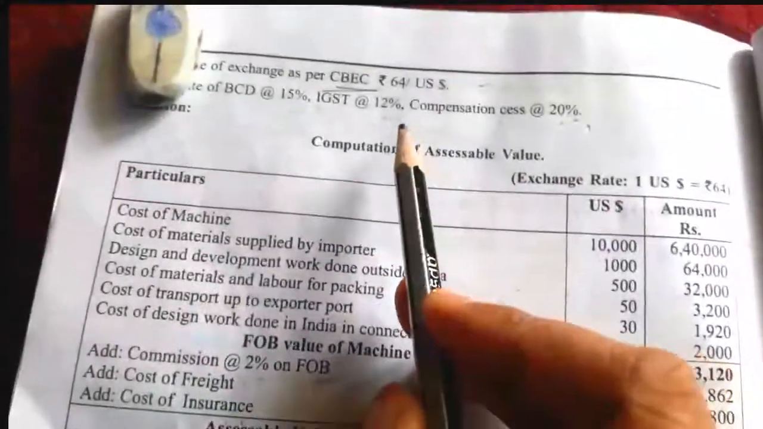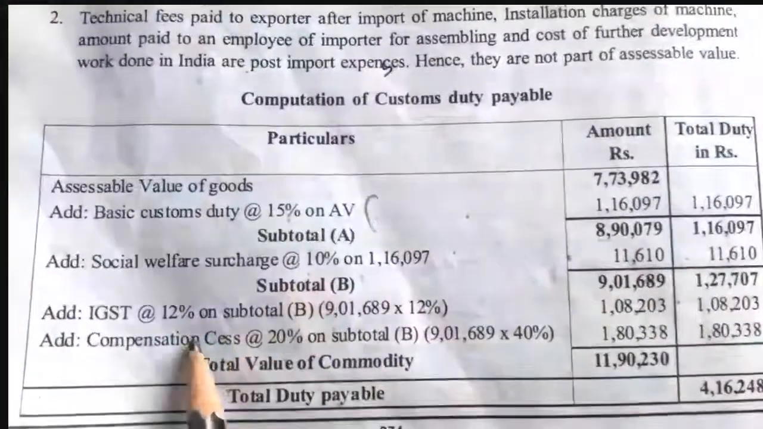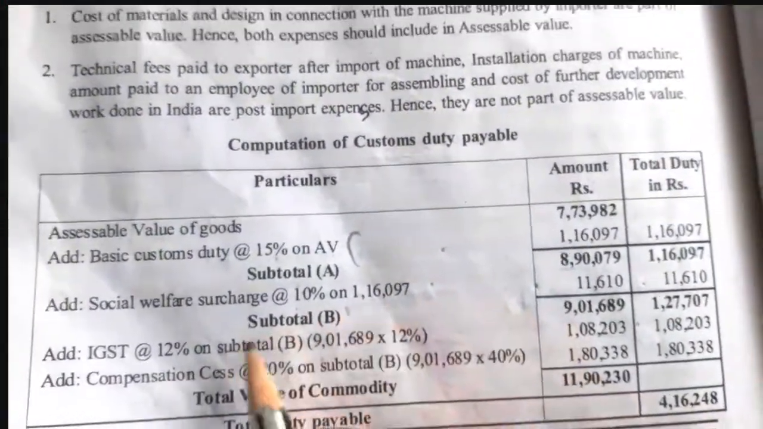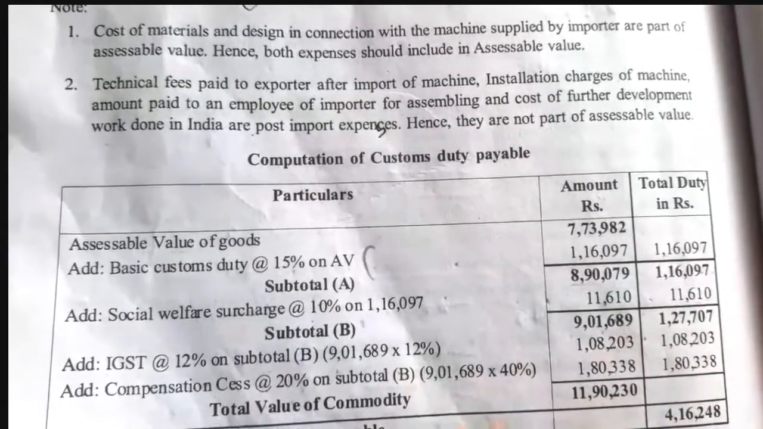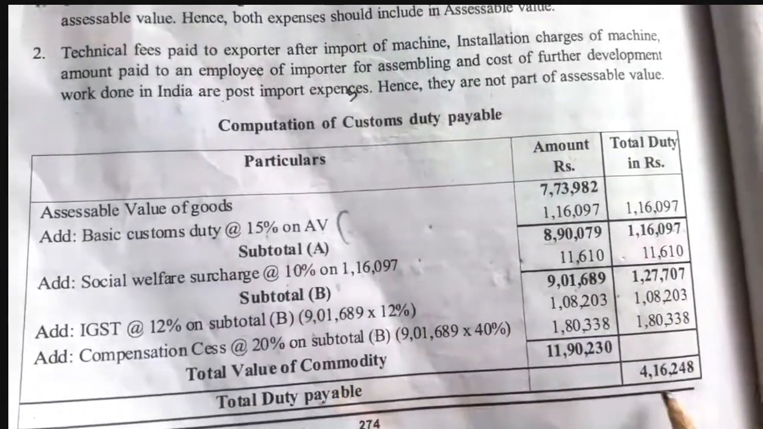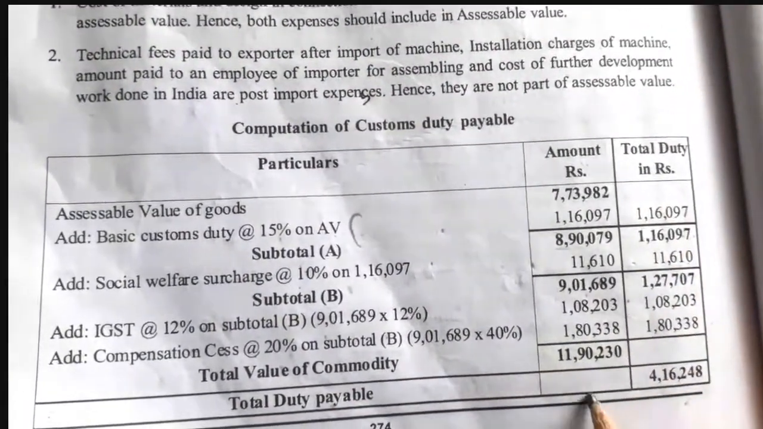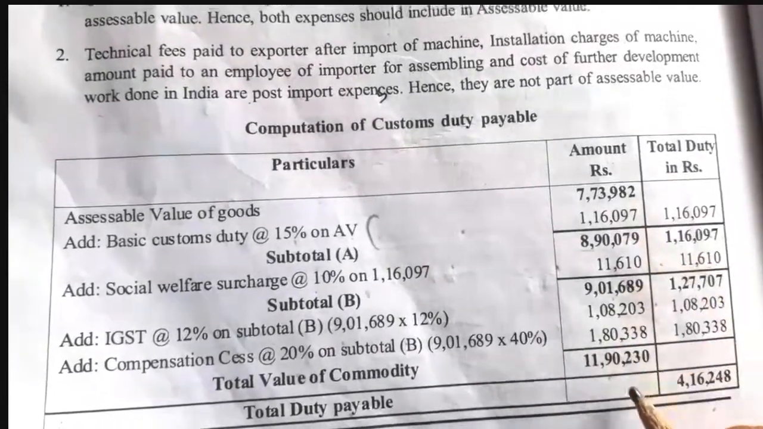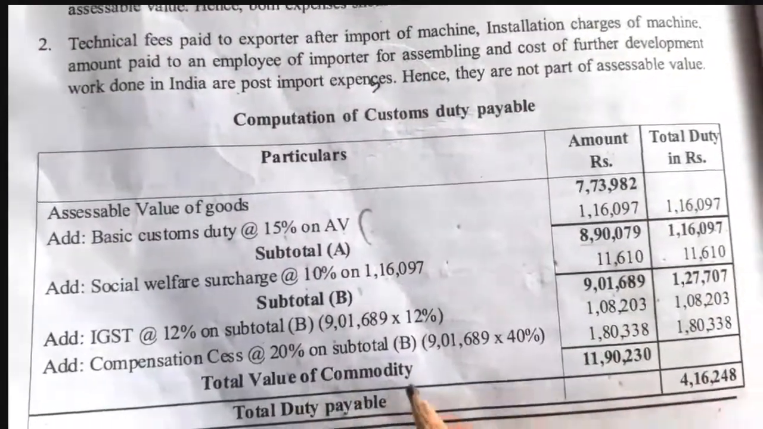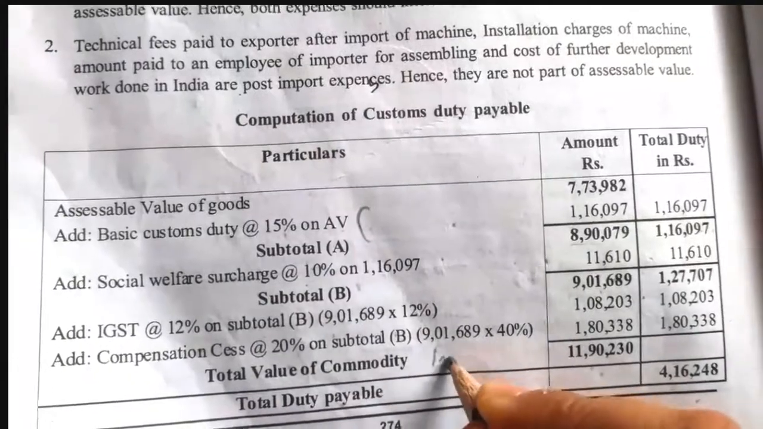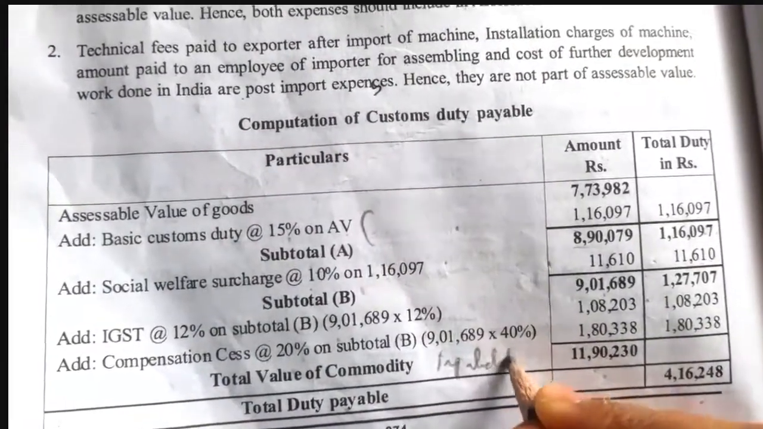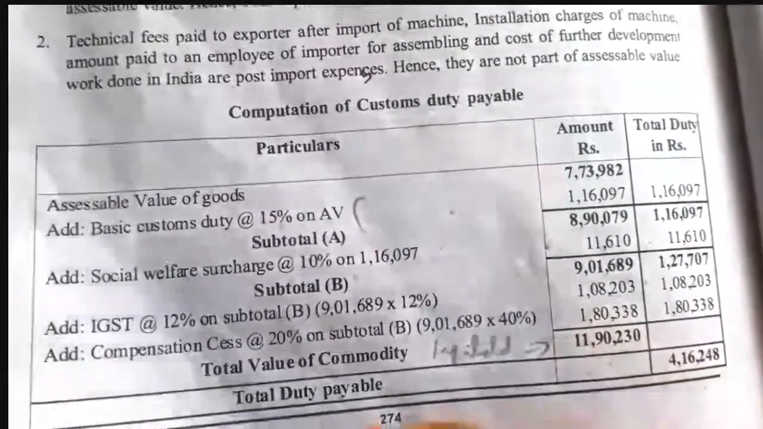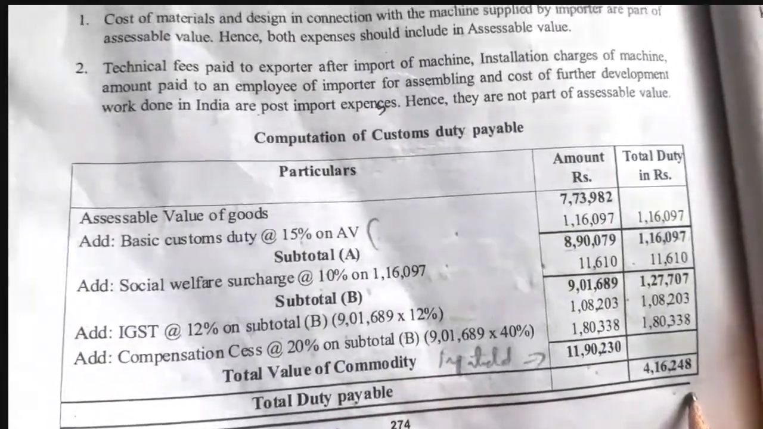Next we have IGST and compensation cess. It should be calculated on subtotal B. So we will get the total duty payable, that is the total of the last column, and the total value of commodity is the total of the first column. Total value of commodity imported is 11,90,230, and the total duty payable is 4,16,248.